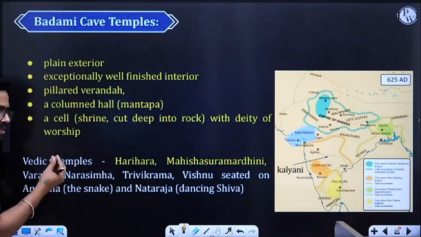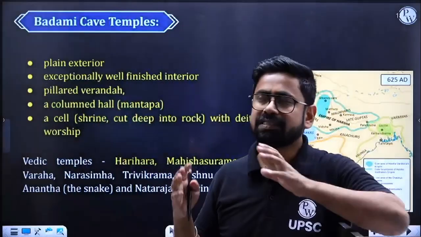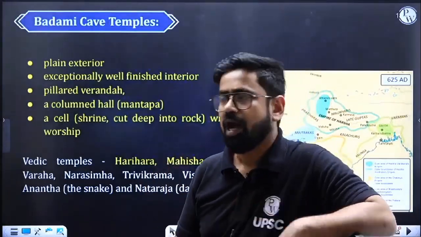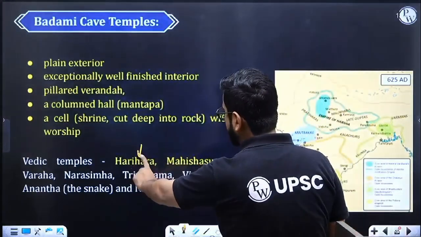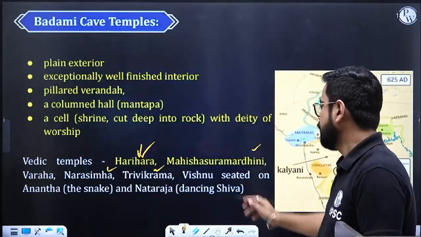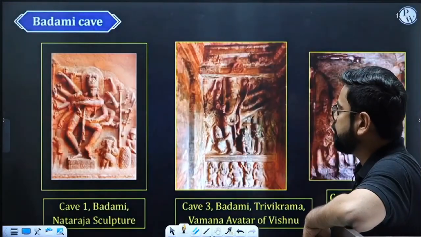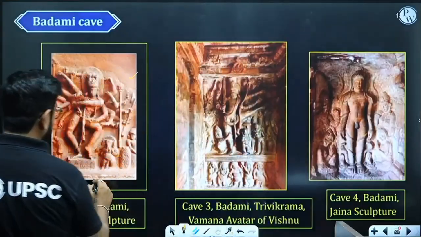And again, the number of sculptures, the number of stories from Puranas, that is increasing. Now sculpture is being made on the Puranic stories. A lot of stories being taken. For example, Harihara we had discussed. Remember Harihara, Mahishasura Mardani, Varaha Avatar, Narsimha, Trivikrama is Vaman Avatar. Vishnu seated on the snake, that is Ananta. Then Nataraj, dancing Shiva. So in the Badami cave we find that there is again Nataraj, Bhagwan Shiva, Bhagwan Ganesh is over here.